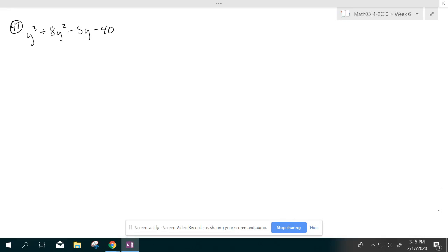All righty, so how many terms are there? 4. Do y'all see the 4 terms? And do they all 4 have something in common that I can factor out? Do they all have a y? The 40 doesn't have one, so I can't take a y. And the lead term doesn't even have a number in front, so I can't take any number out. Yeah, so there's nothing to factor out.